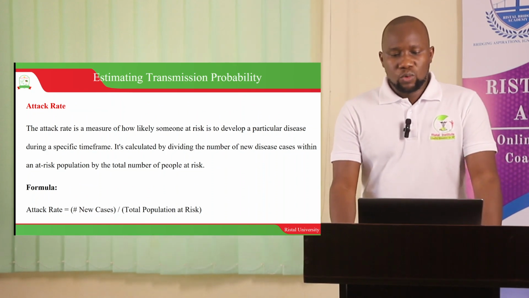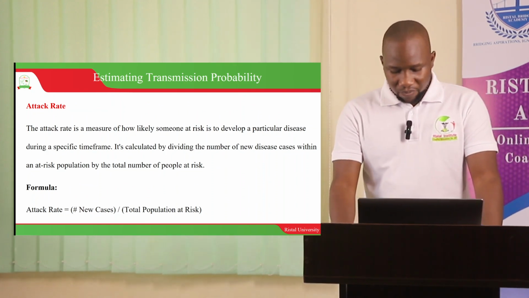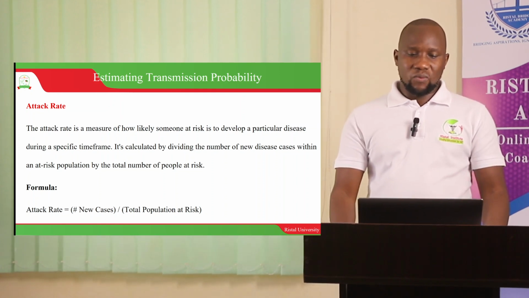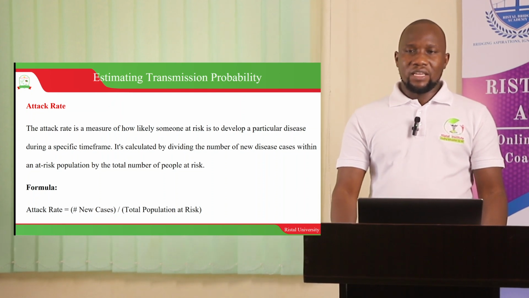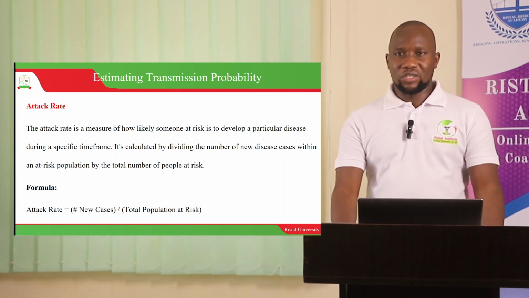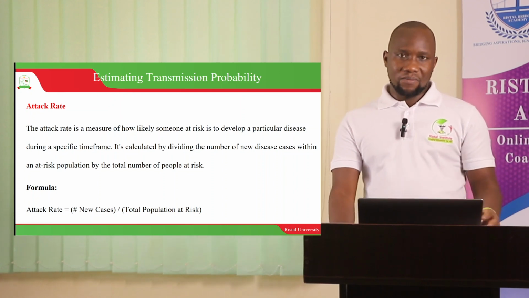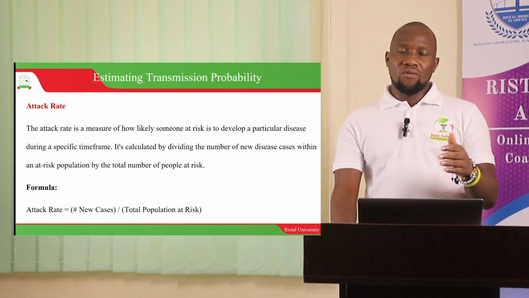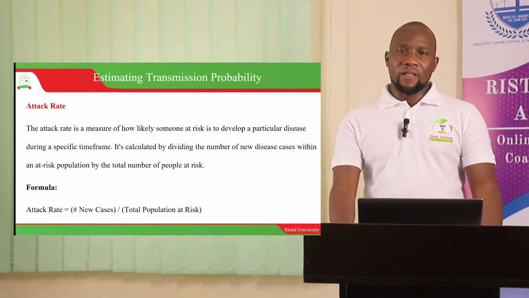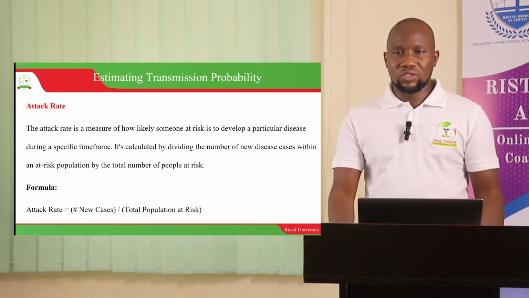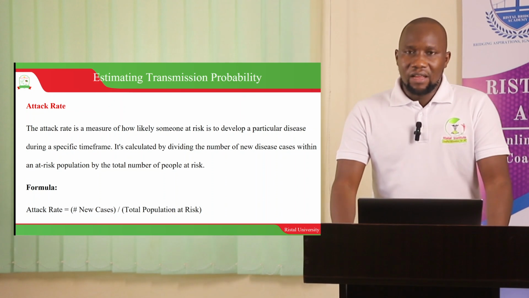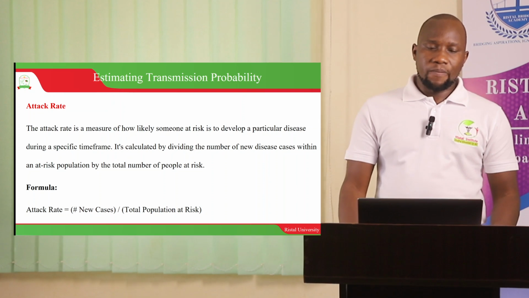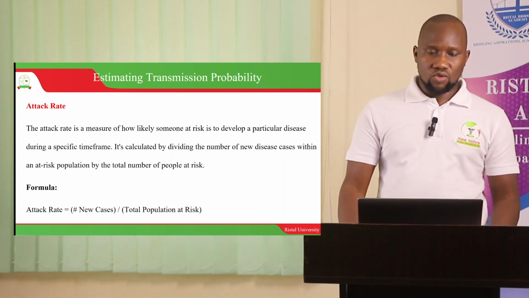Earlier on, we talked about what we call the case fatality rate, which tells us about how severe the condition is. But we also can estimate the transmission probability of an infection. What are the chances, or what is the likelihood that an infection can move from one person to the other, or what are the chances that if a person is exposed to an infectious agent, they will actually get the disease. So we have two parameters that we can talk about here.